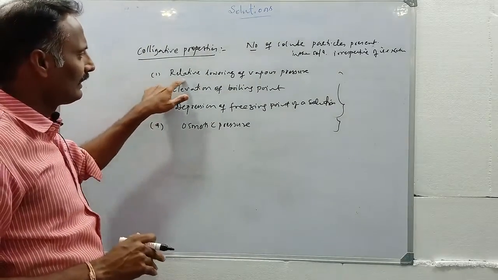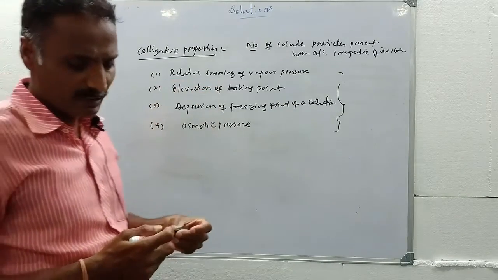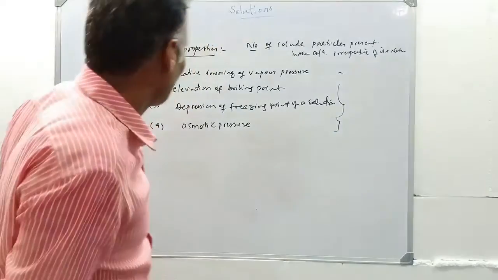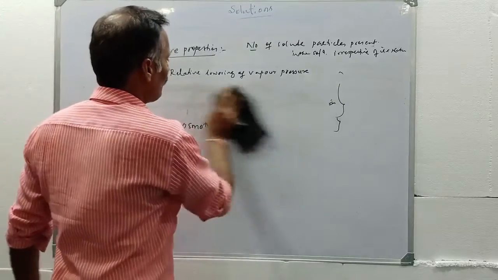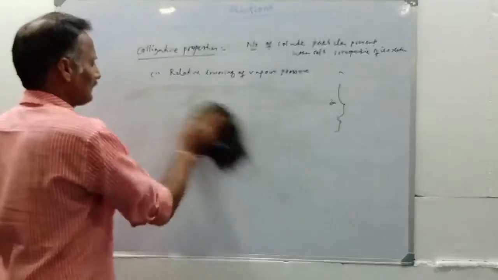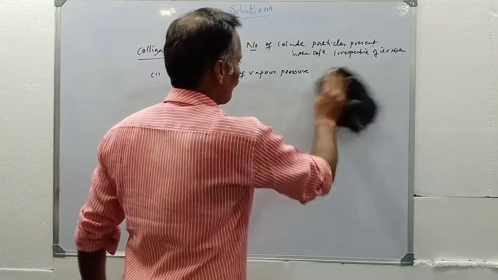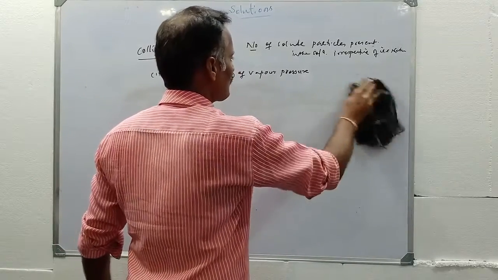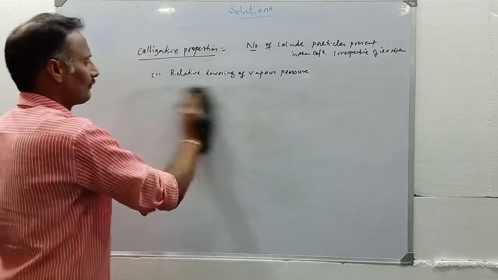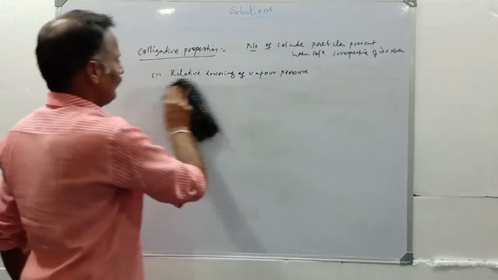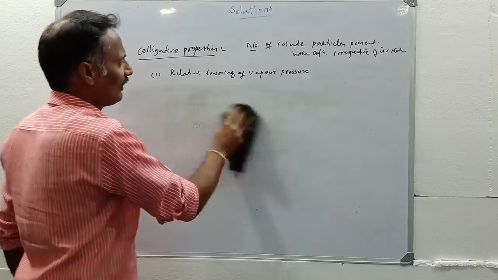The first one is relative lowering of vapor pressure. It is a colligative property, since it depends upon the number of particles present in the solution. Any property of a solution which depends upon the number of solute particles is called a colligative property.